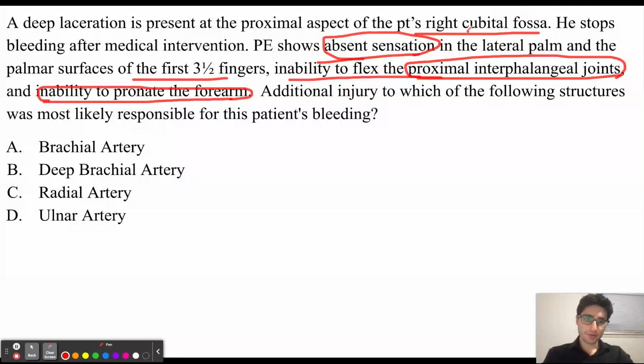And in the cubital fossa, which is going to be the region between the arm and the forearm, there's going to be the median nerve traveling, and adjacent to the median nerve is going to be the brachial artery that is going to be traveling. So that is most likely going to be the cause of the bleeding for this patient.